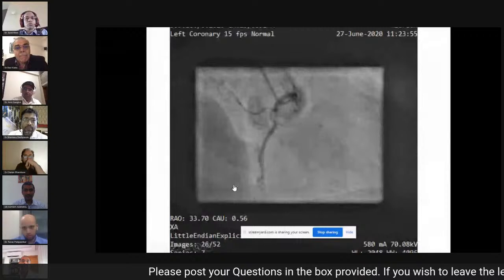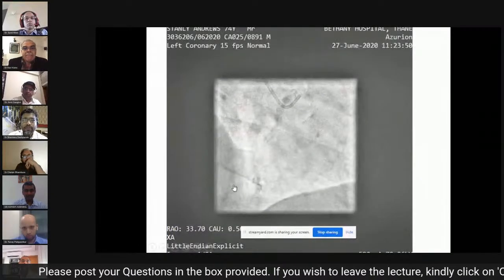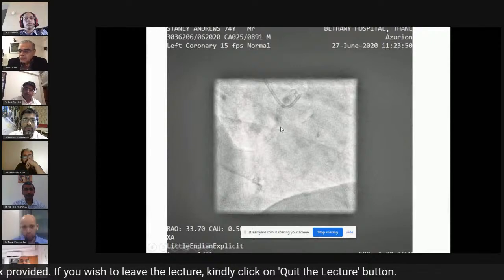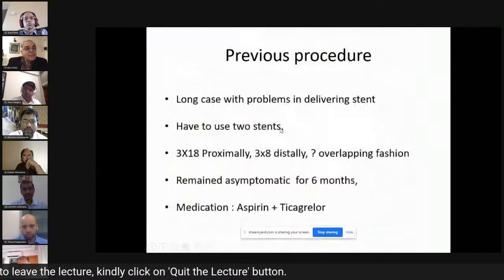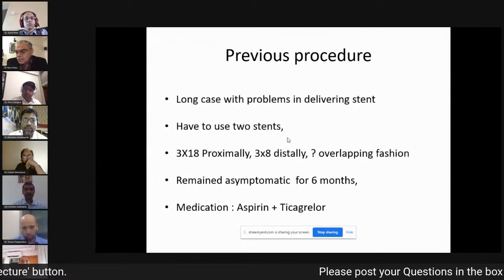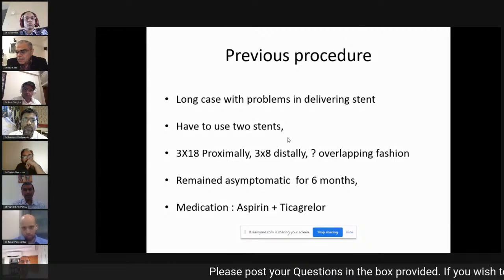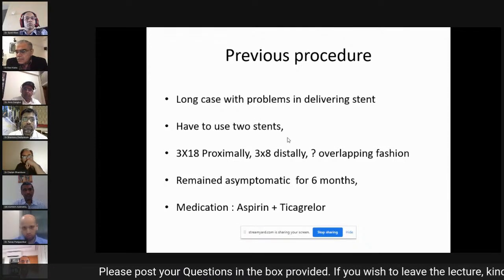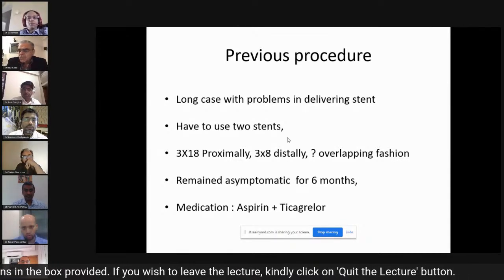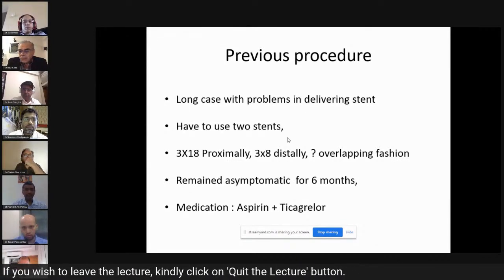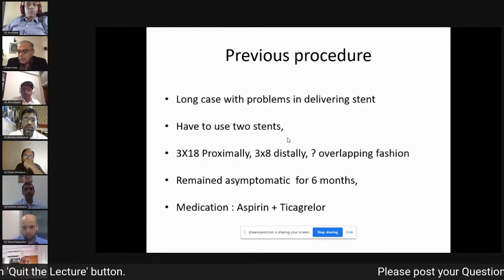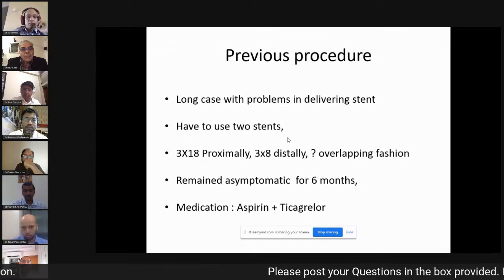So here we can appreciate the calcification and the under-expanded portion of the stent. Probably there is a gap between the two stents. So the operator said it was a long case. There was difficulty in delivering the hardware, delivering the stent. He initially planned for one stent, but later on he had to use two short stents, 3.18 and 3.8, in an apparently overlapping fashion. After that, the patient remained okay for 6 months and now came with symptoms. He was on aspirin and ticagrelor.